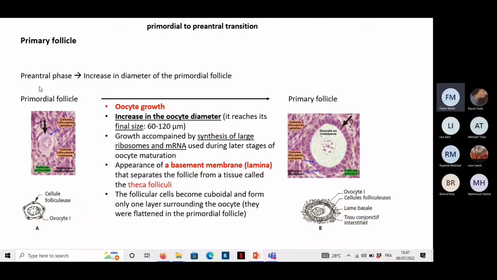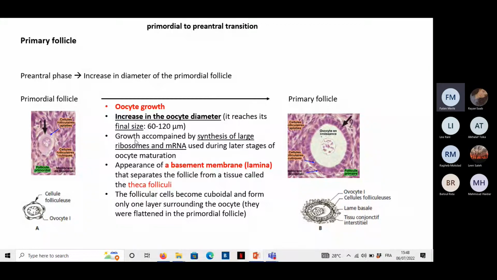And now, what are the changes that happen to the primordial follicle during its maturation into a primary follicle? First of all, the oocyte will increase in size, and its diameter will reach 60 to 120 micrometers. This size of the oocyte is reached in the primary follicle. In fact, it is the final size of the oocyte. So later on, the oocyte will not increase in size anymore.